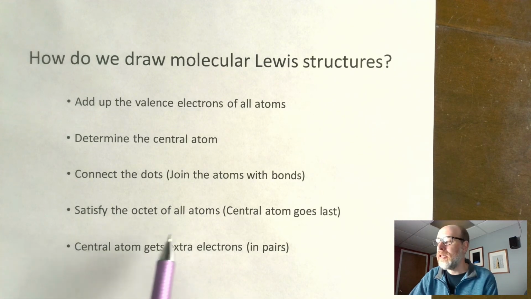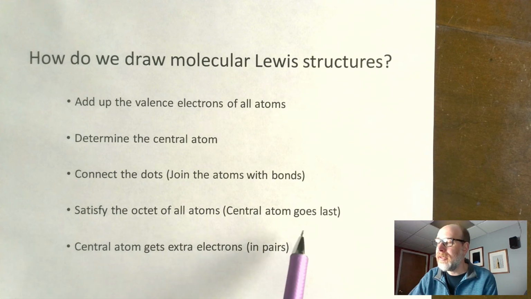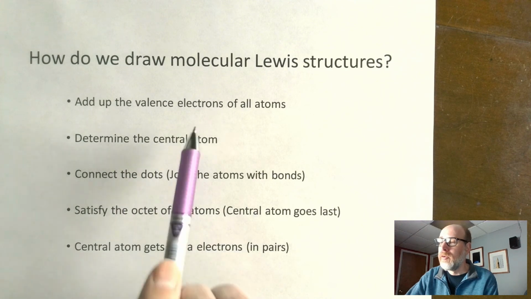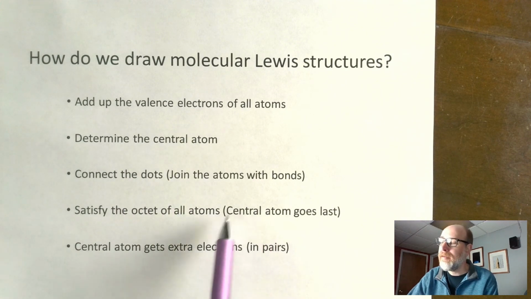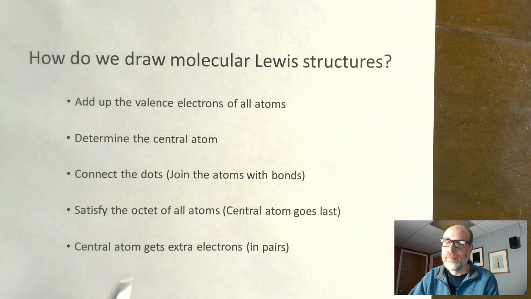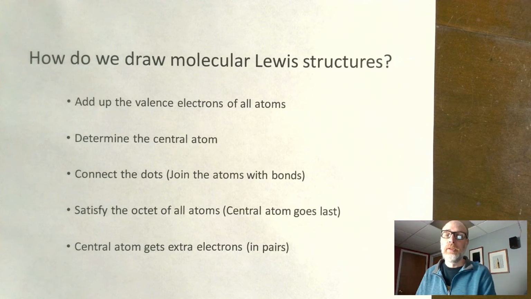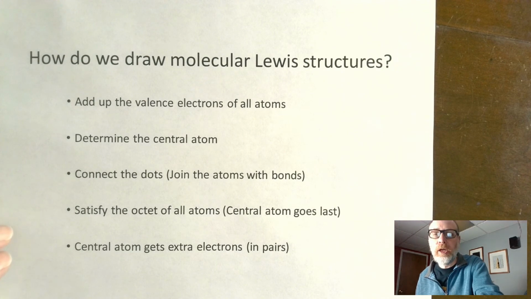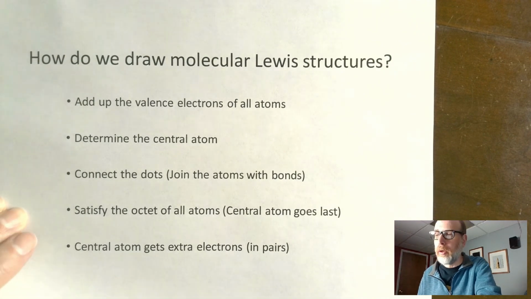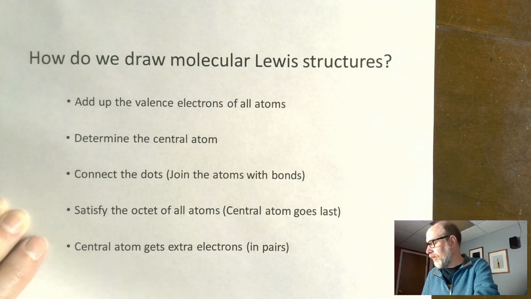Then we're going to make sure the octet of all the atoms is fulfilled using some of the valence electrons that we have. Central atom is always going to be the last one to get its octet. And if there are extra electrons left over, they're going to go on the central atom, and they're going to go in pairs. And you might say, I have no idea what you mean by those 5 rules. Perfectly fine. We're going to show you a bunch of examples. I'm going to record a video, and the only thing that we're going to do is work through 3 or 4 different examples.